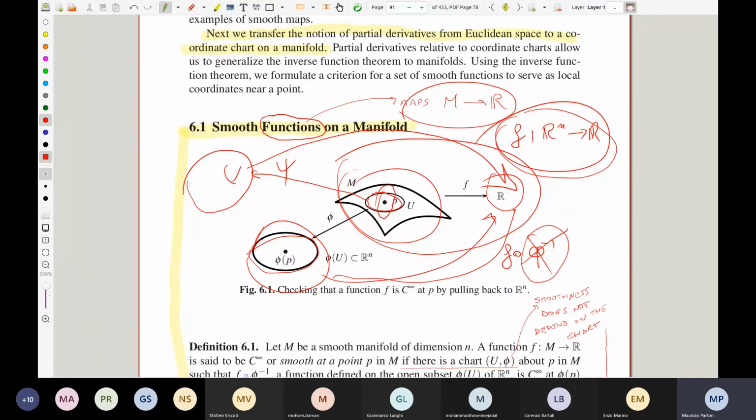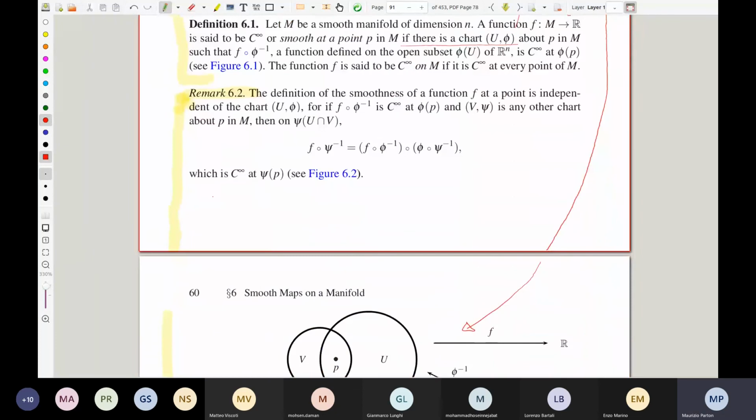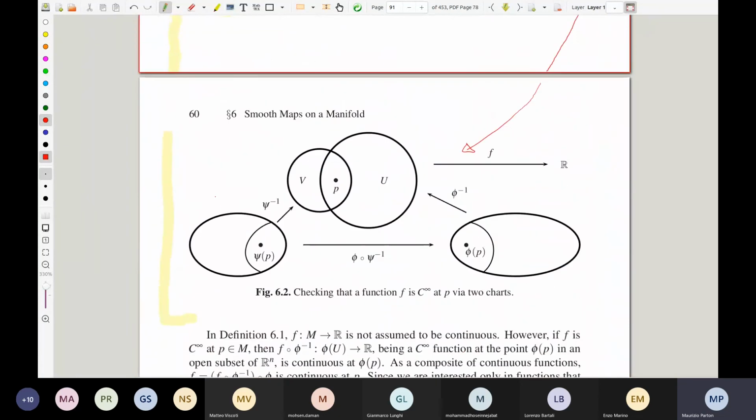Well, this cannot happen. And you know why this cannot happen? Because when you go from one chart to the other chart, that map is smooth. And so if this is smooth, then also composed with this one is smooth. By definition, exactly. But if you want to prove it, you need to draw such a picture and prove it. This is a theorem. Okay?